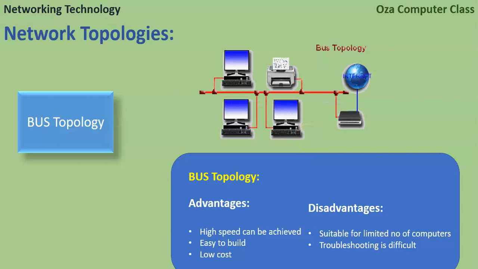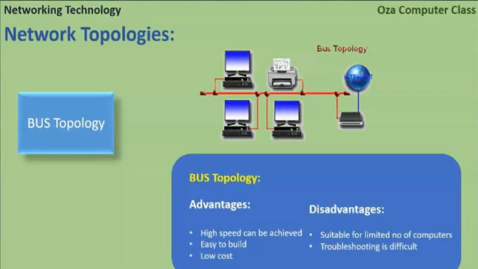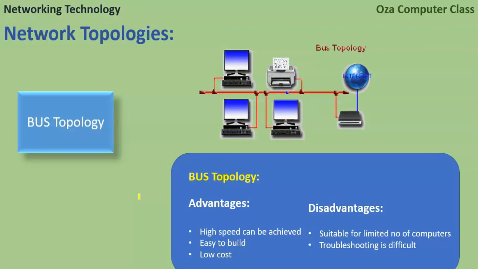Then we'll discuss the disadvantages of this. The disadvantage is that it is suitable for a limited number of computers, only a limited number of computers can be connected, because troubleshooting is difficult. Troubleshooting is difficult because suppose you have 3 computers connected in your network as shown here, right? And I have a printer and scanner connected to this.